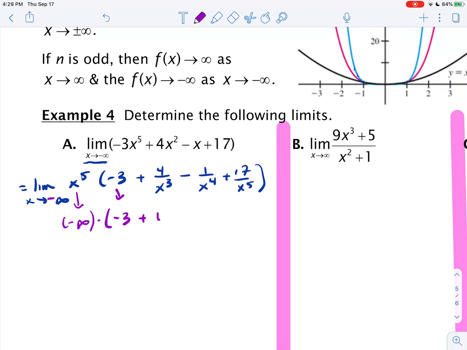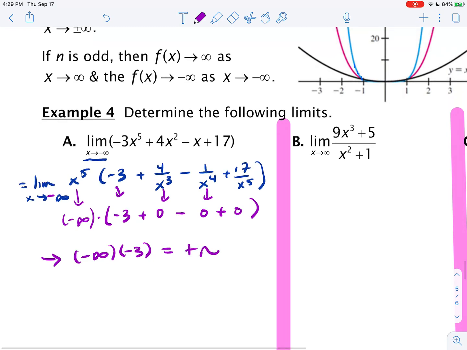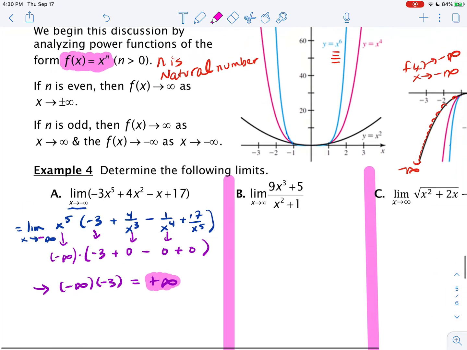Going to infinity, that's going to 4 over infinity, and from part 1, we know that this is going to 0. Minus 1 over x to the 4th, that's going to 0. 1 divided by a bigger and bigger number is getting smaller and smaller. And we have 17 over infinity, and that is also going to 0. And we can say that this is going to minus infinity times minus 3. A negative times a negative is a positive, and 3 times infinity is infinity. So we can say this is positive infinity.